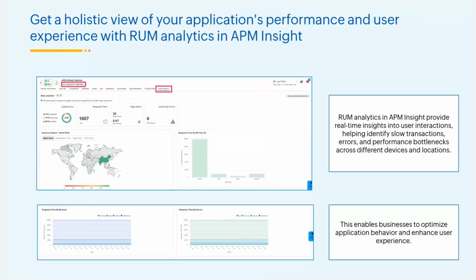Further, we have introduced the RUM analytics feature in APM Insight to provide real-time insights into user interactions, which will allow businesses to monitor and optimize application performance even more effectively. By tracking key metrics such as response time, page views, JavaScript errors, and geographic performance trends, it helps identify slow transactions, errors, and performance bottlenecks across different devices and locations. This data enables organizations to proactively optimize their application behavior, ensuring a seamless user experience and improved overall performance.